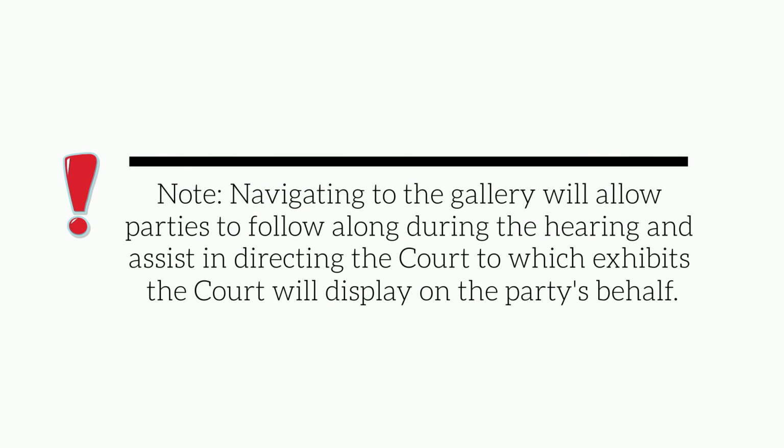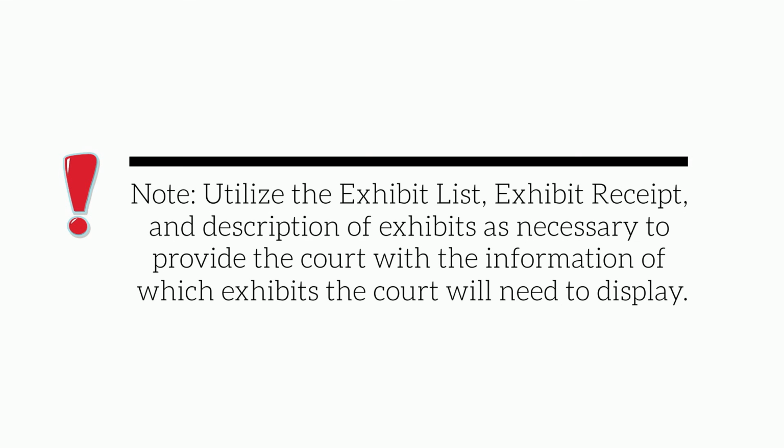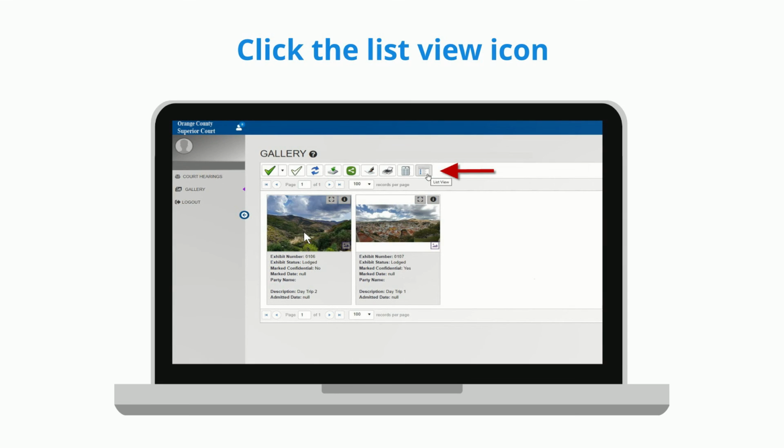Navigating to the gallery will allow parties to follow along during their hearing and assist in directing the court in which exhibits the court will display on the party's behalf. Utilize the exhibit list and exhibit receipt and descriptions of exhibits as necessary to provide the court with the information regarding which exhibits need to be displayed. Once in gallery view, you may select the List View icon from the toolbar.